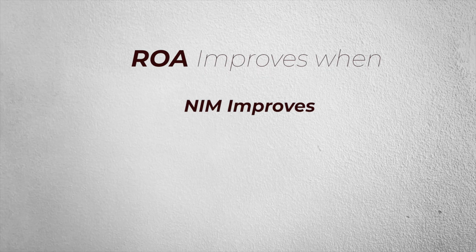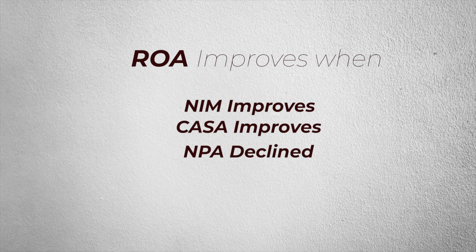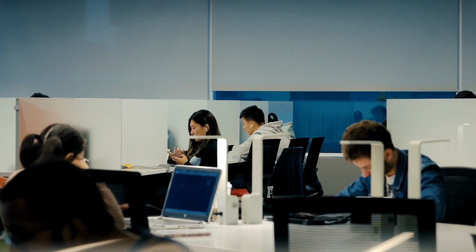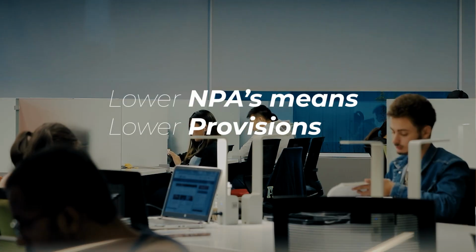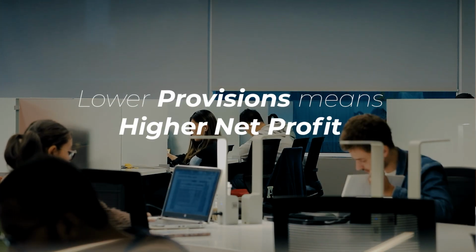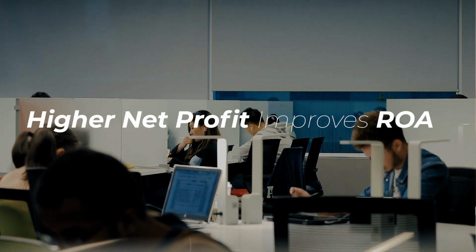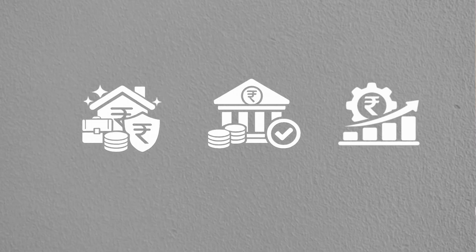Now let's connect ROA with other metrics. ROA improves when NIM improves, CASA improves, NPAs decline, and operating costs are controlled. Lower NPAs mean lower provisions. Lower provisions mean higher net profit. Higher net profit improves ROA. So asset quality, deposit quality, and cost efficiency all influence ROA.